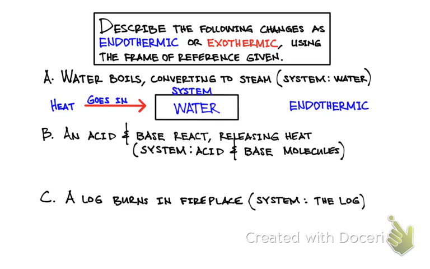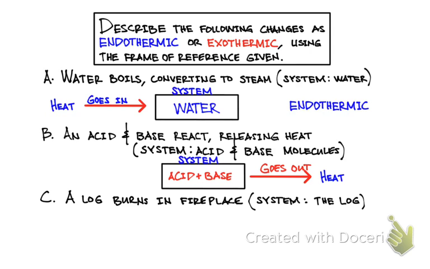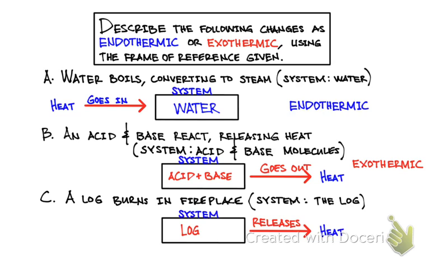Second problem here, an acid and base react, releasing heat. The system here is the acid and base molecules. Since heat is leaving the system, it must be an exothermic process. And the last one here, a log burns in a fireplace, and the system is the log. Since heat is also released when burning wood, it must be an exothermic process.